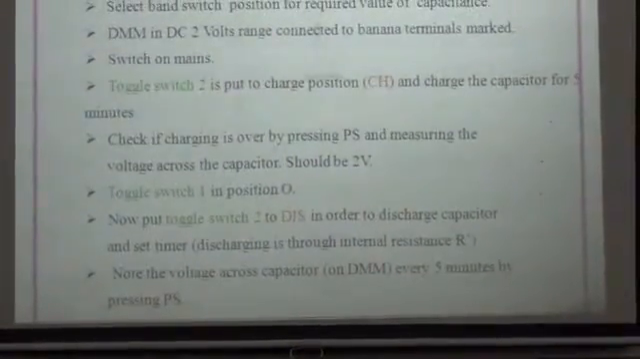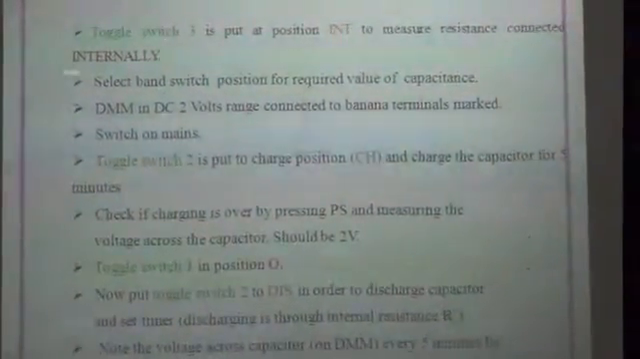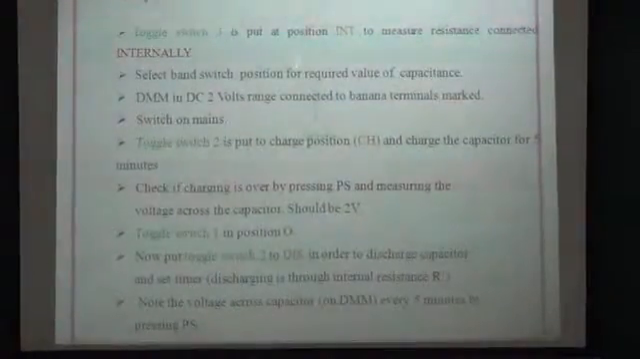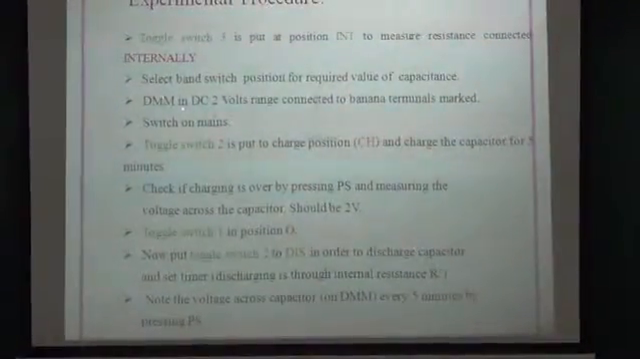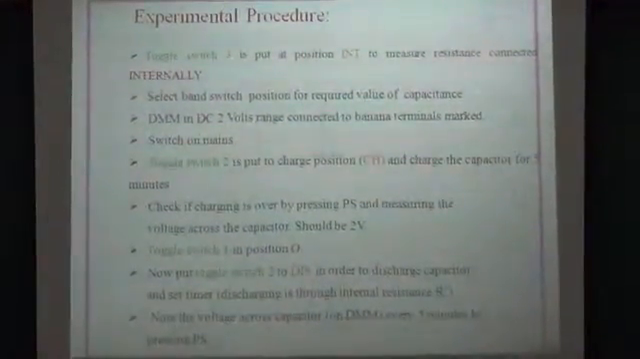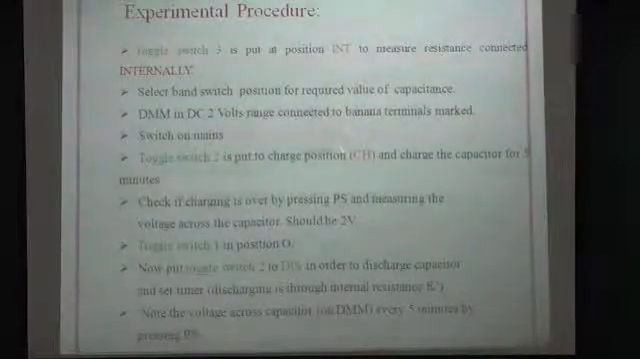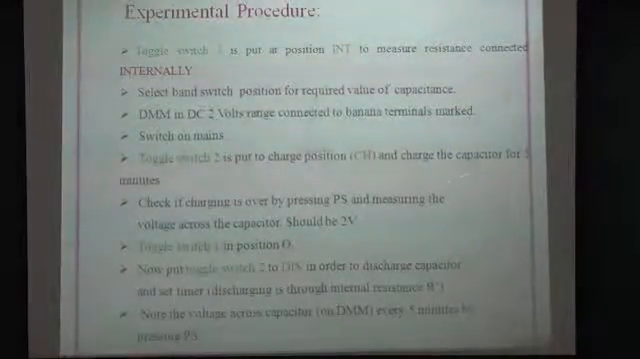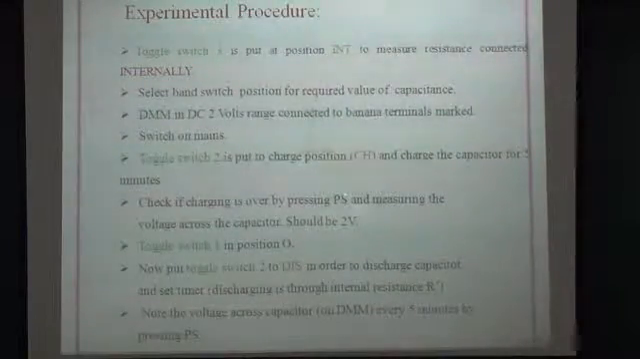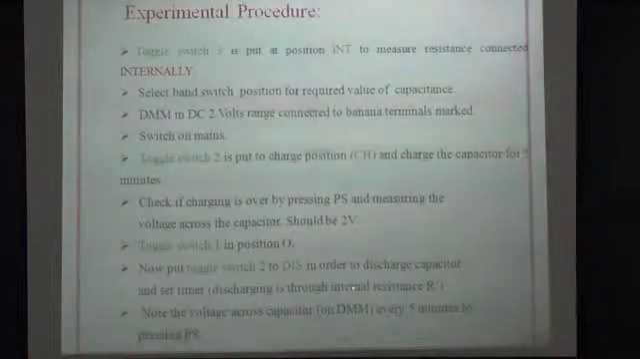Toggle switch internal to measure the internal resistance connected, I have already explained. Select band switch position for the required value of capacitance. So you have three choices for the capacitance. DMM in DC 2 volts has to be connected to the banana terminals. Switch on the mains. Toggle switch 2 is put to charging condition and charge the capacitor for 5 minutes. Check if the charging is over by pressing PS and measuring the voltage of the capacitor, say 2 volts.